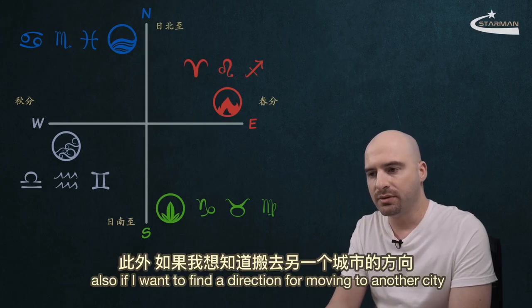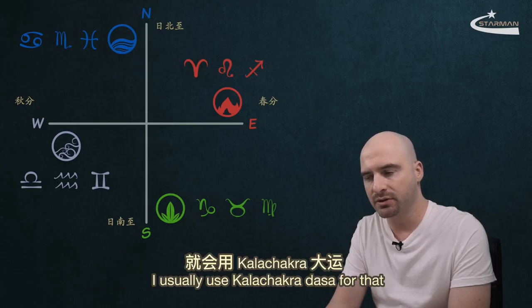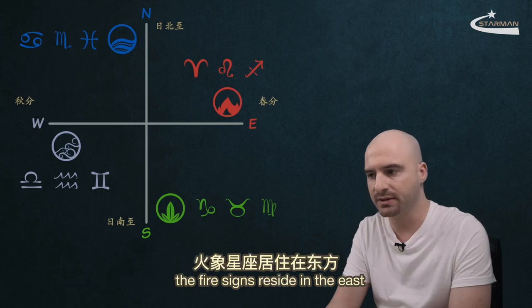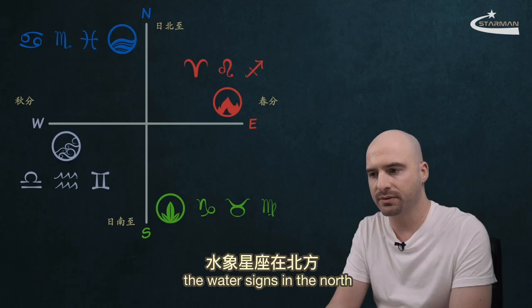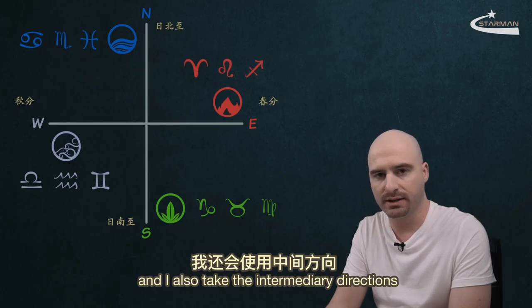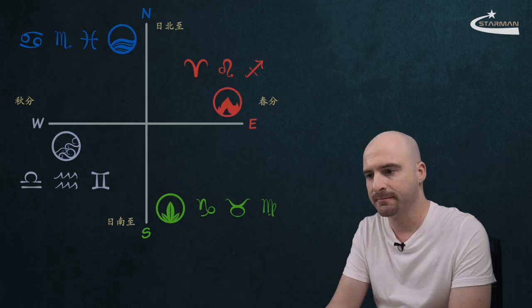And also, if I want to find the direction for moving to another city, I usually use Kalachakra dasha for that, and I use exactly those directions of the elements of the signs, right? The fire signs reside in the east, the water signs in the north, the air signs in the west, and the earth signs reside in the south, and I also take the intermediary directions.